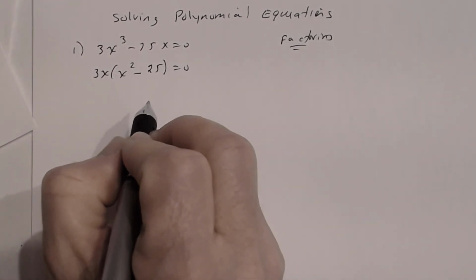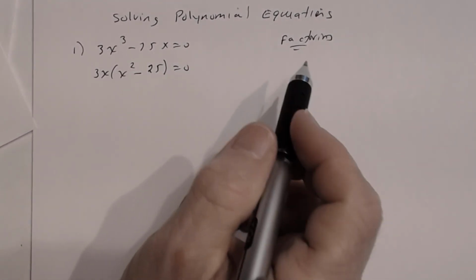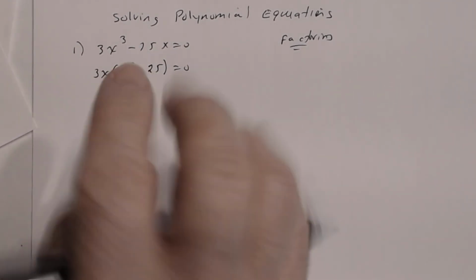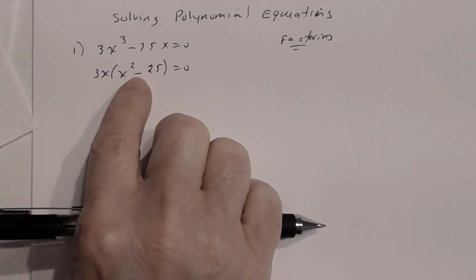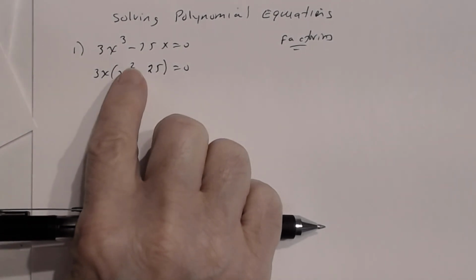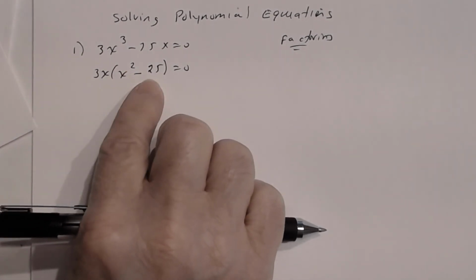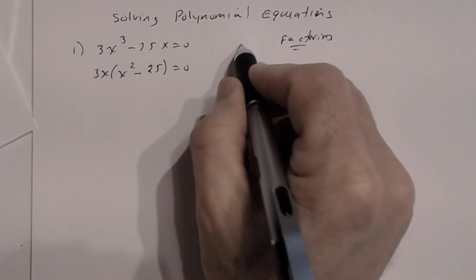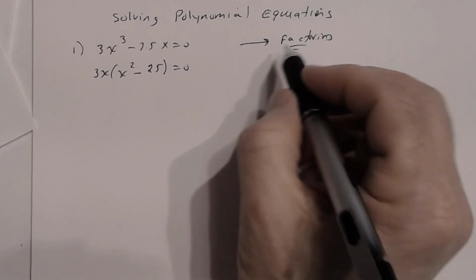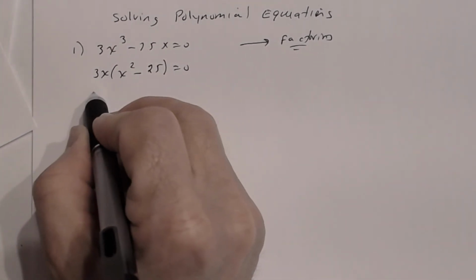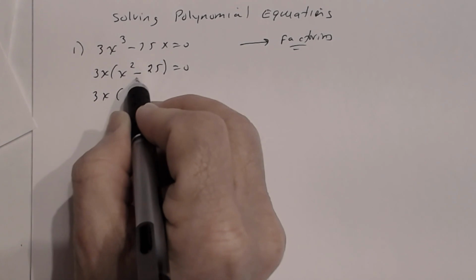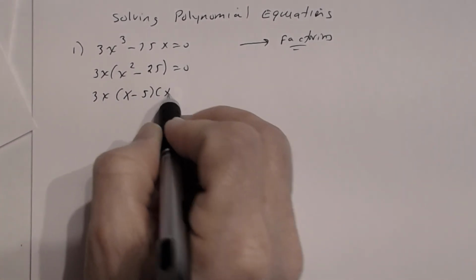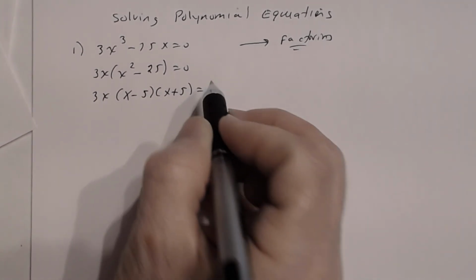Now this is where we're at. Again, you want to solve these polynomial equations by factoring, so you have to make sure you factor completely. You see this factor right here, x squared minus 25. You need to notice that that is the difference of two squares, so I can factor it further. If I factor this further, I get 3x times x minus 5 times x plus 5 is equal to 0.